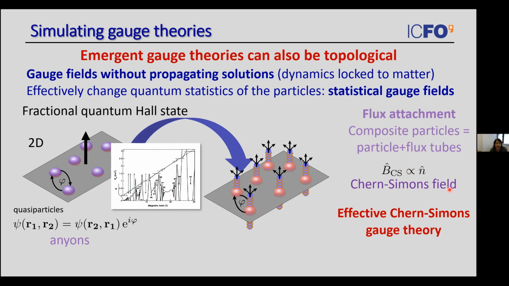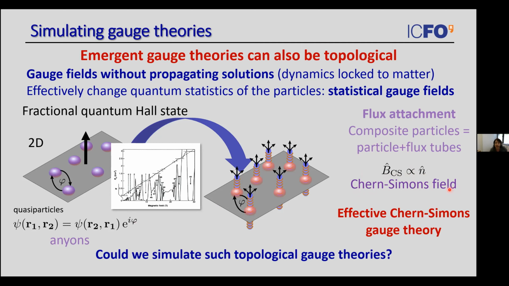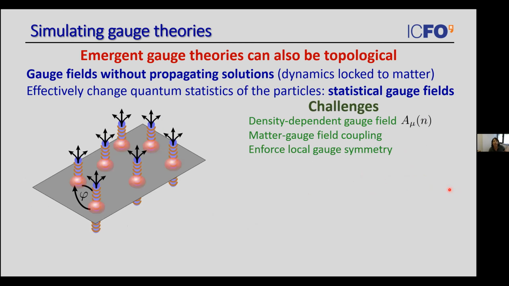Then what we would like is to simulate this type of physics with ultracold atoms, so simulate these topological gauge theories. You could wonder if this is any easier than simulating the dynamical gauge fields I talked about before. Well, actually, it's a bit simpler because you don't need two species of particles. You just need to engineer a density-dependent gauge field. But still, you have to engineer matter gauge field coupling and, very importantly, enforce this local gauge symmetry.